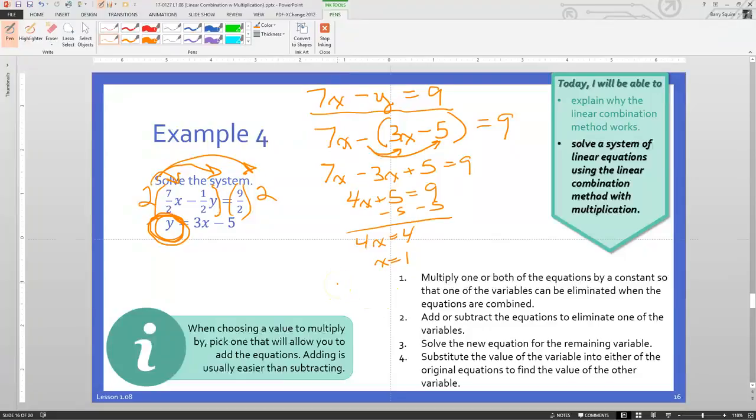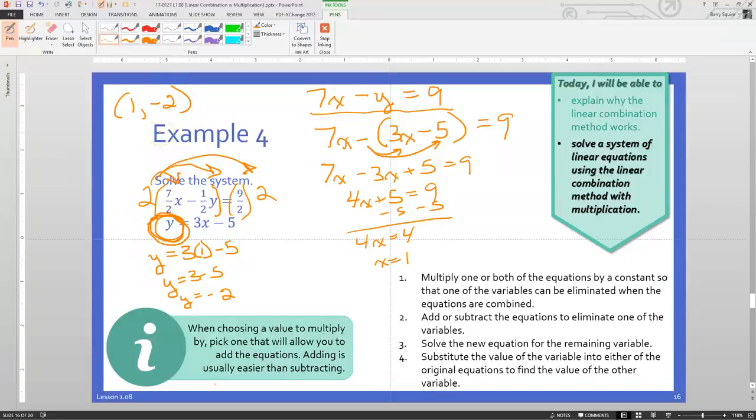Well, that's really cool. And now I need to find y. Well, I'm not going to bother with those fractions. And besides, the second one's already solved for y, so it's just what I call a plug and chug. Okay. So I know that x is 1. So I say y equals 3 times 1 minus 5. So y equals 3 minus 5, or y equals negative 2. So I get an answer, or a solution, of (1, negative 2).